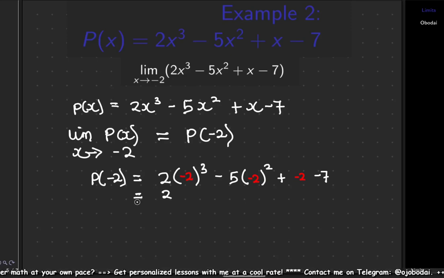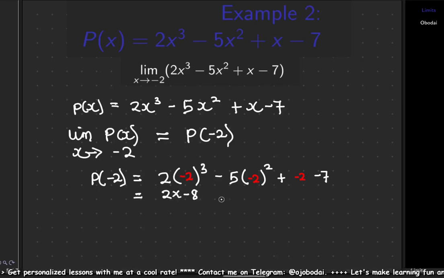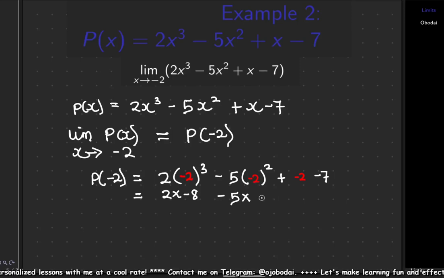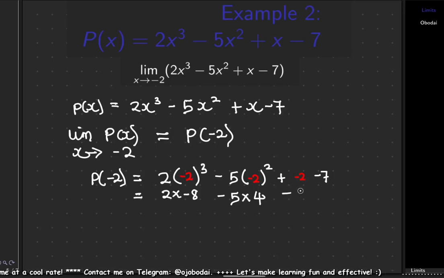Note that if you have a negative value raised to the power of an odd integer, you are still going to get a negative answer. So you have 2 times negative 8, then minus 5 times negative 2 squared, which gives us 4. That is negative 2 times negative 2. Then we have negative 2 minus 7, which is negative 9.